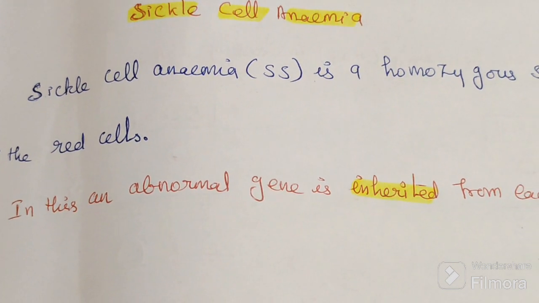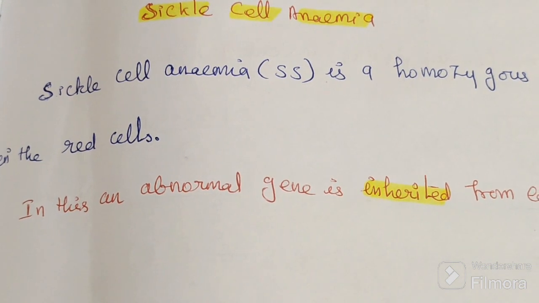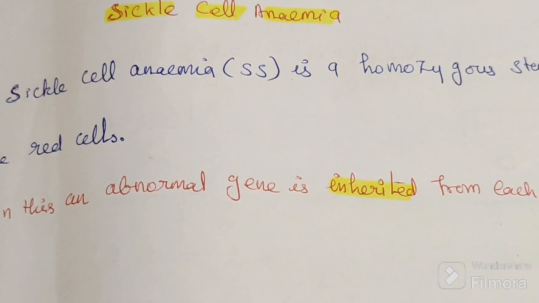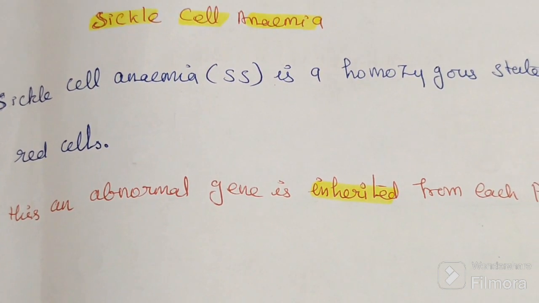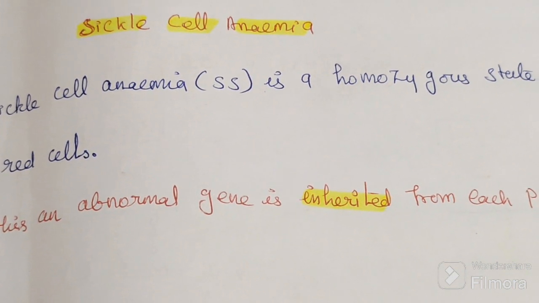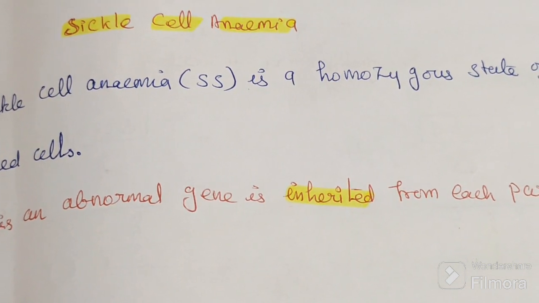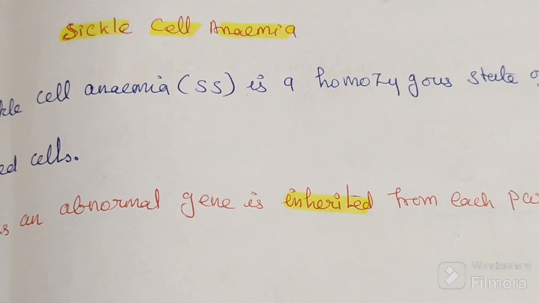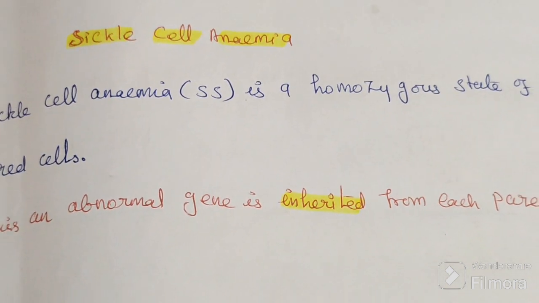One abnormal gene comes from one parent, the other abnormal gene from the other parent. Both parents have one abnormal gene, and both parents have the trait, that is, a heterozygous condition, and the child having the homozygous condition has sickle cell anemia.